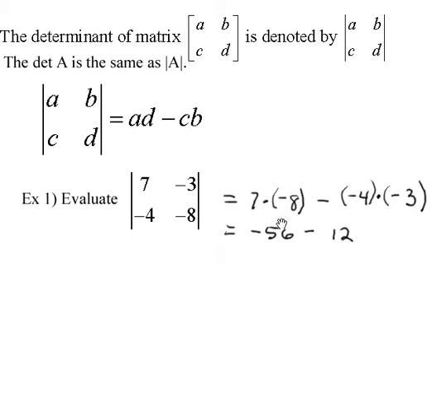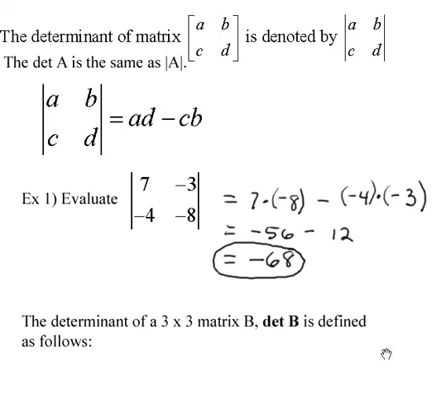So 7 times 8 is 56. Negative 4 times negative 3 is a positive 12. And we're subtracting, so 56 minus 12 gives us our determinant of 44. And that's finding the determinant of a 2 by 2 matrix using what's called the definition.